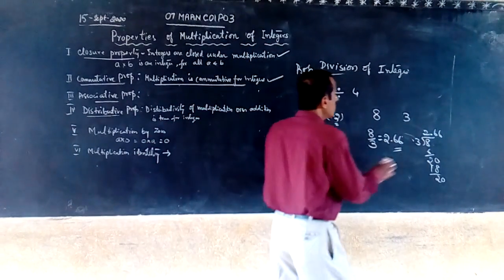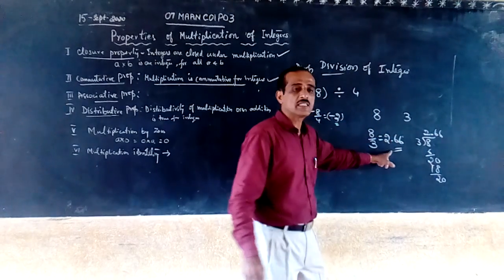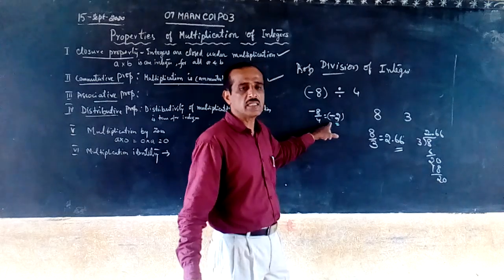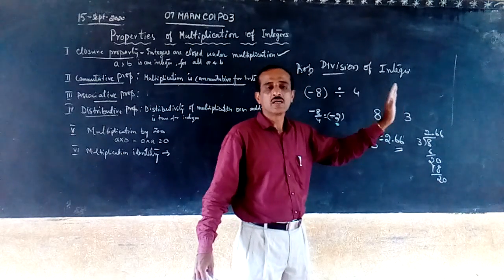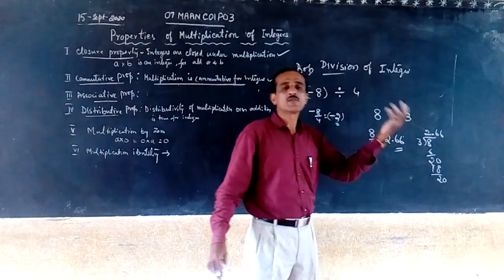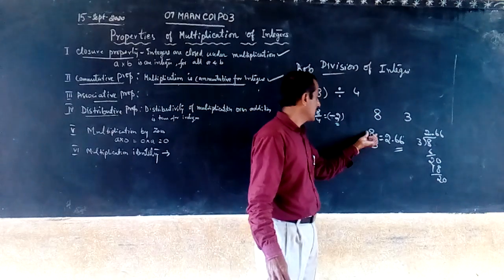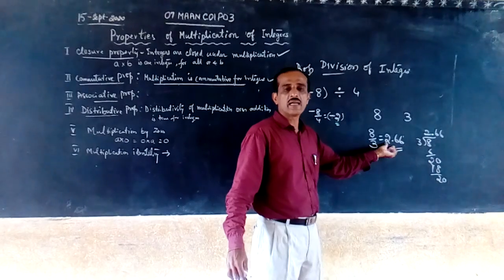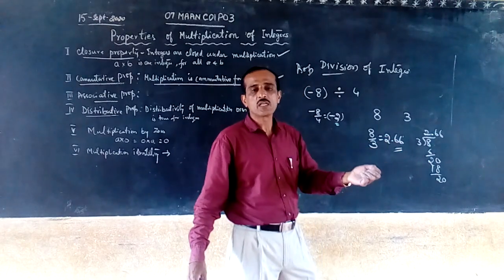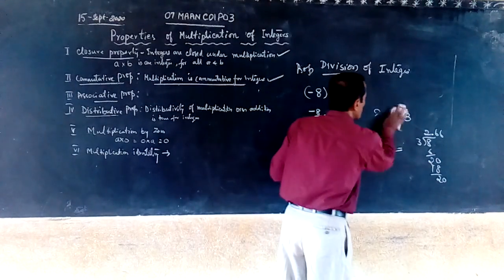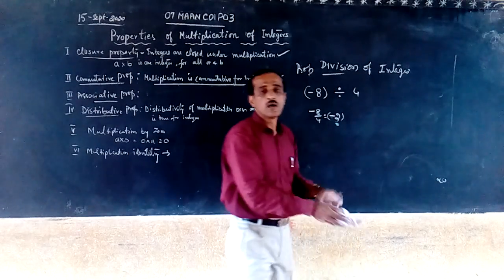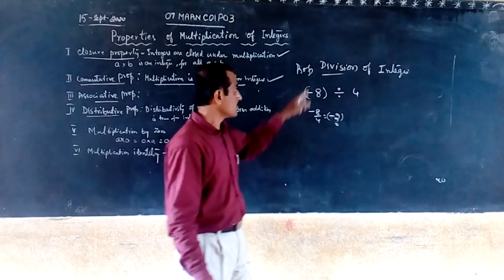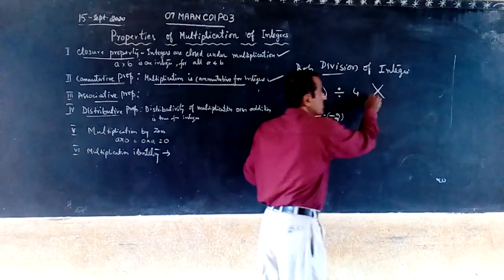Therefore, if any two integers are taken, the quotient may or may not be an integer. In this case it is an integer, but in all cases the quotient is not an integer. Here 8 divided by 3, what is the quotient? That is not an integer. Therefore we can say division is not closed, or integers are not closed under division.